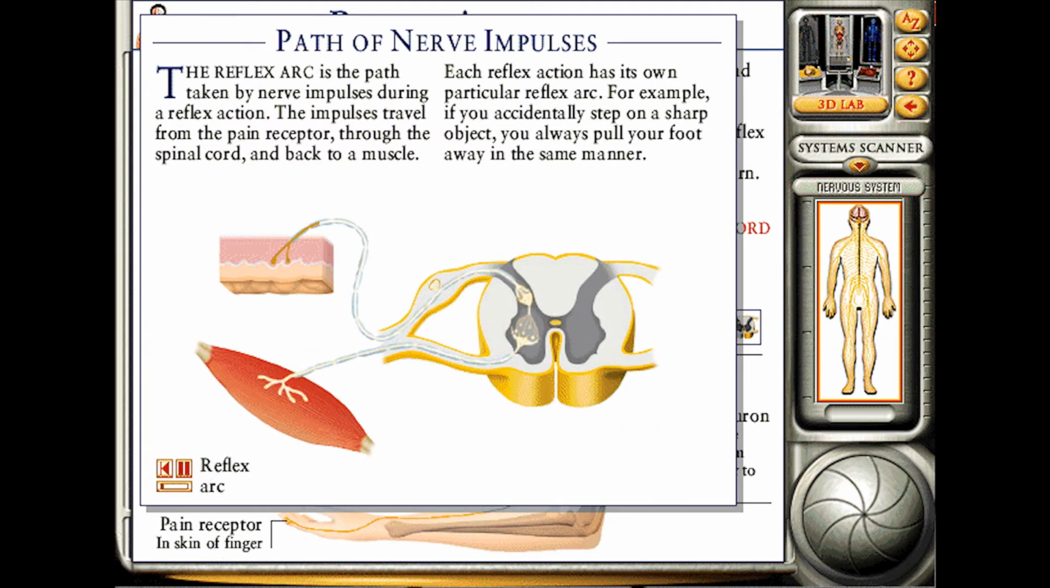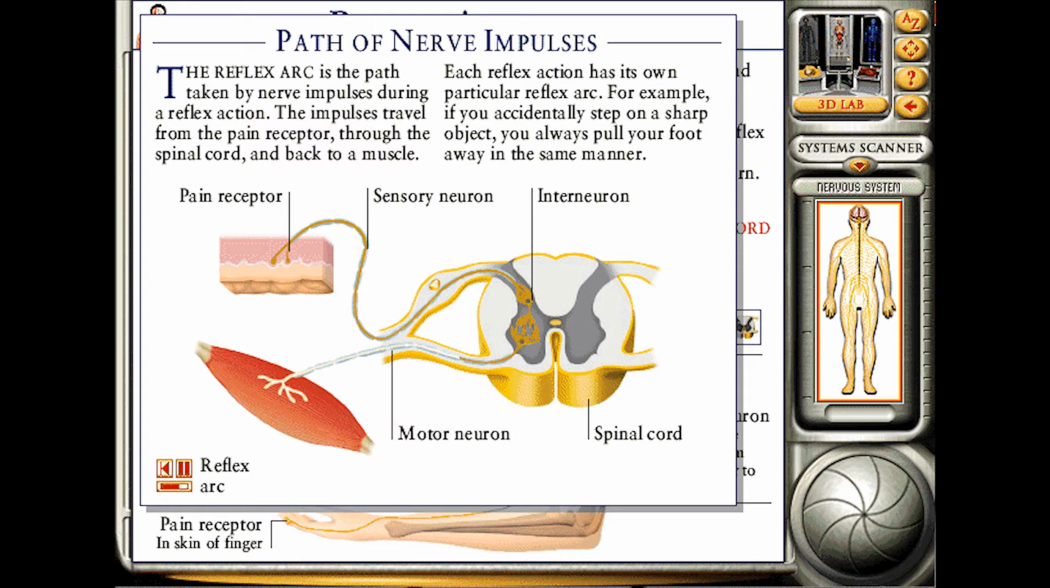Something stimulates a pain receptor in your skin. Automatically, nerve impulses move along a sensory neuron to the spinal cord, where they are transmitted through an interneuron to a motor neuron. The motor neuron carries nerve impulses to a muscle, causing it to pull your body away from the cause of the pain.